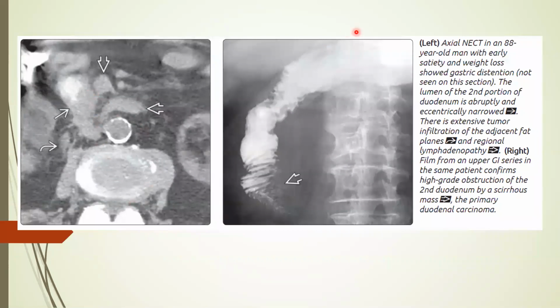Another case of an elderly man presented with weight loss and early satiety. The CT scan shows a circumferential thickening in the second part of the jejunum with luminal obstruction and multiple adjacent large lymph nodes and mesenteric fat stranding. This is the barium study of the same patient, showing obstruction of the second part of the jejunum and proximal dilatation.